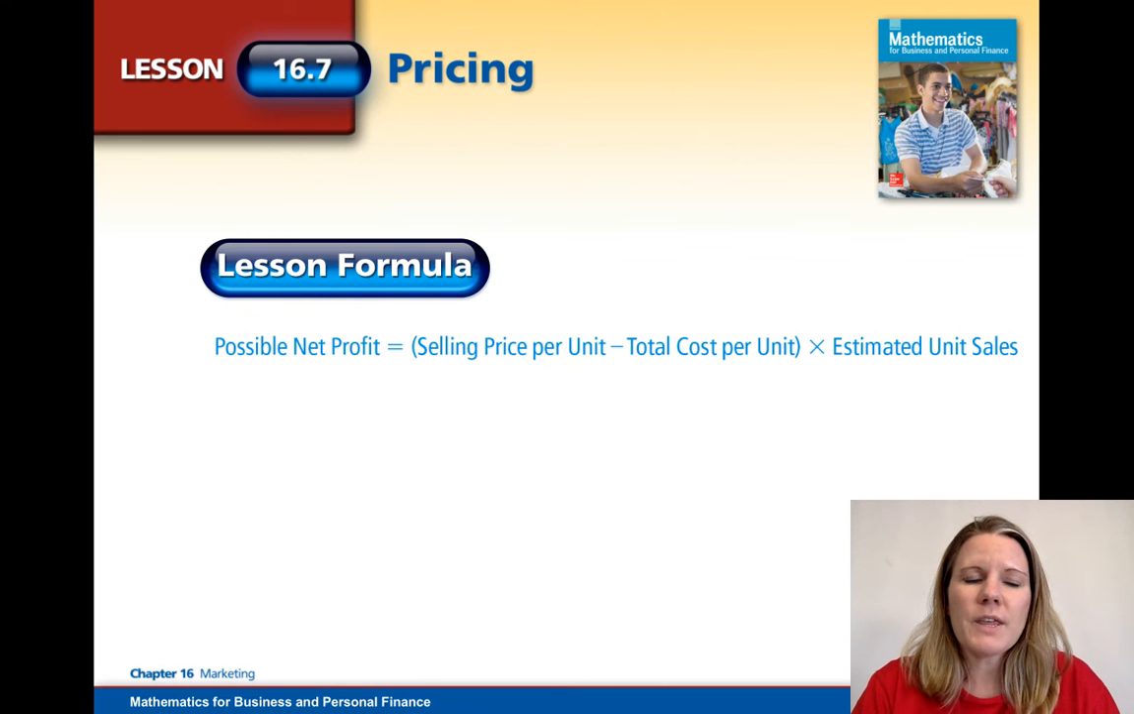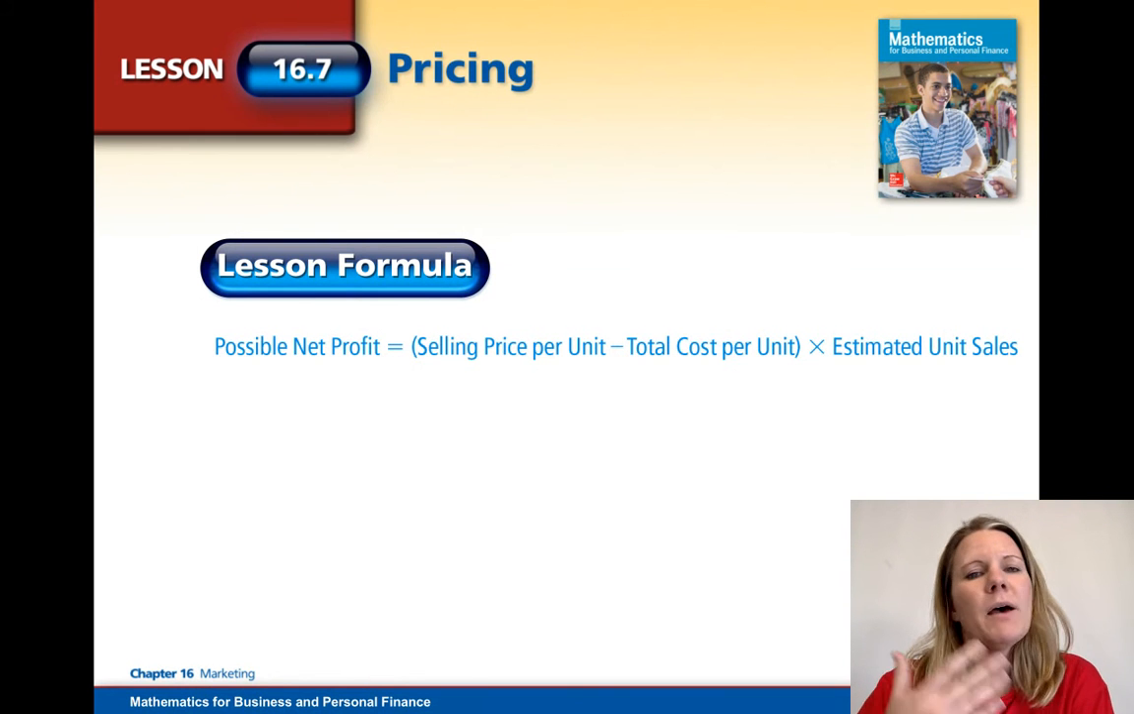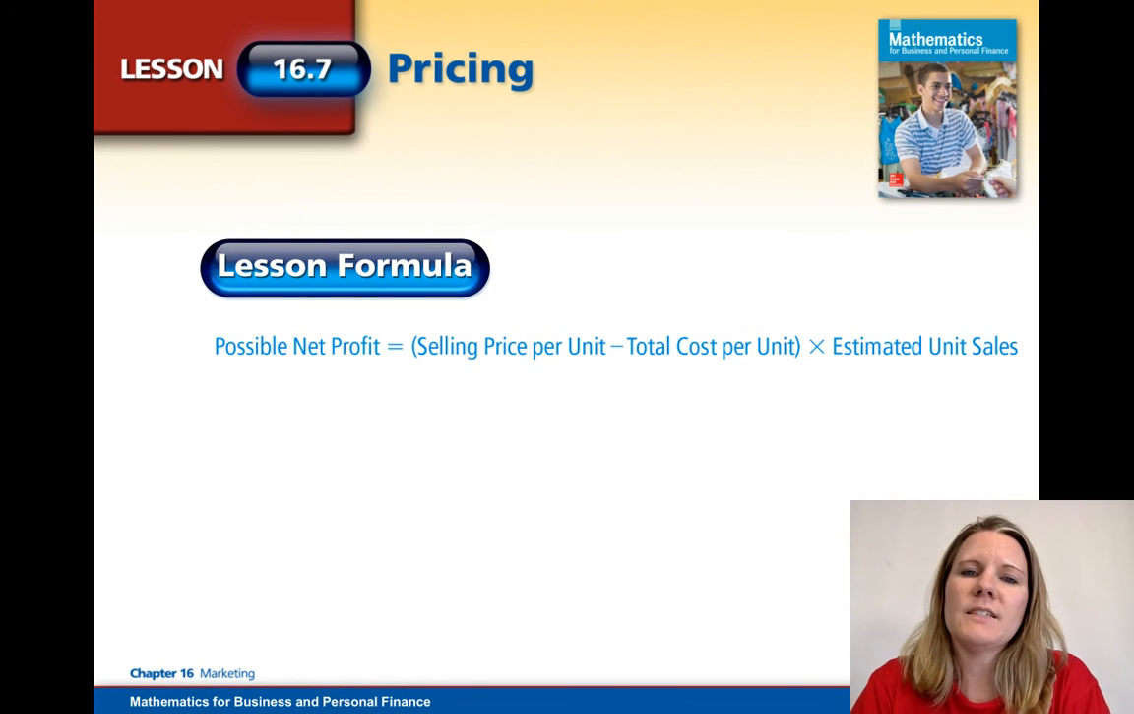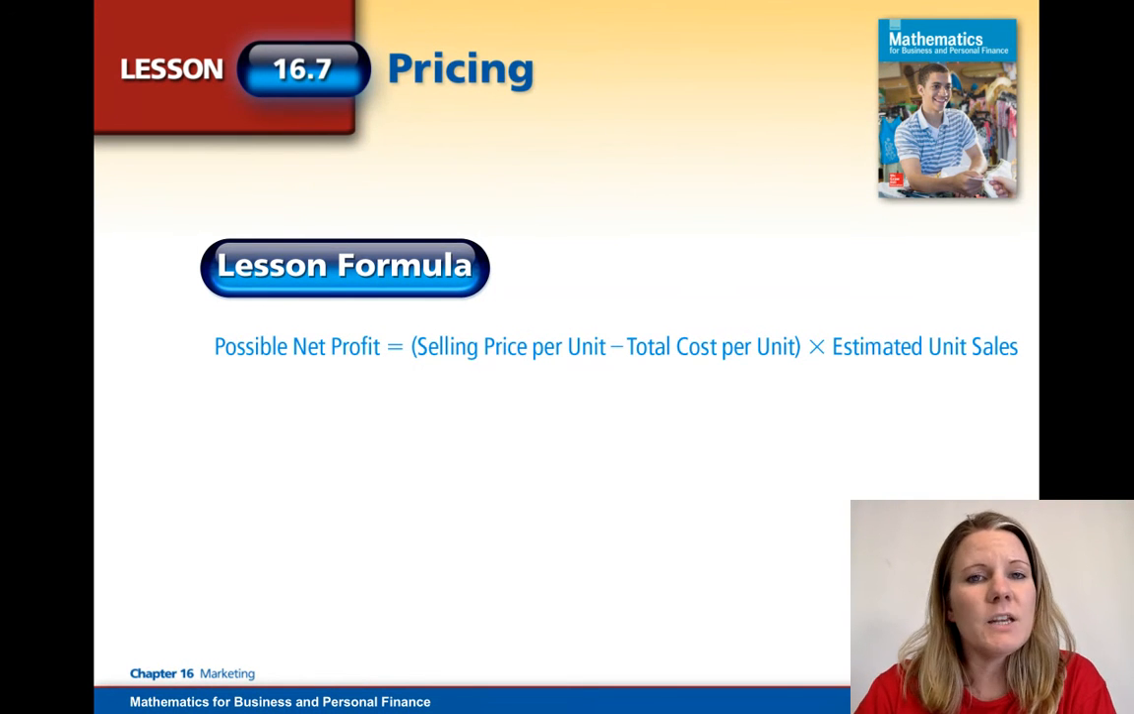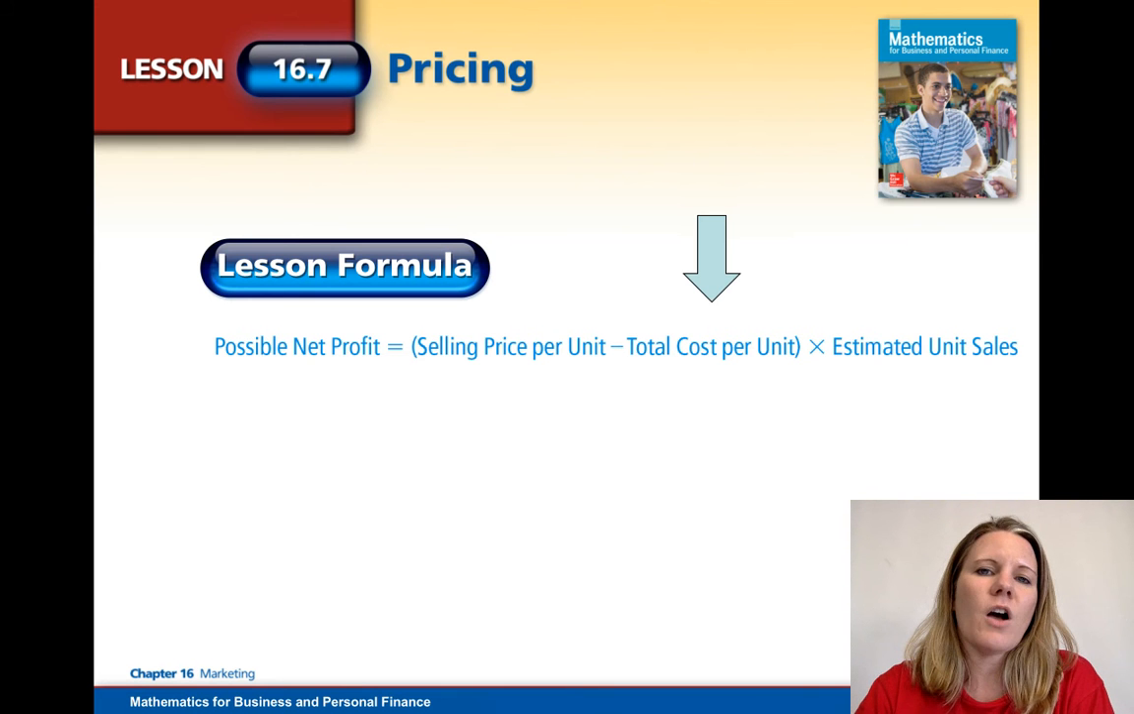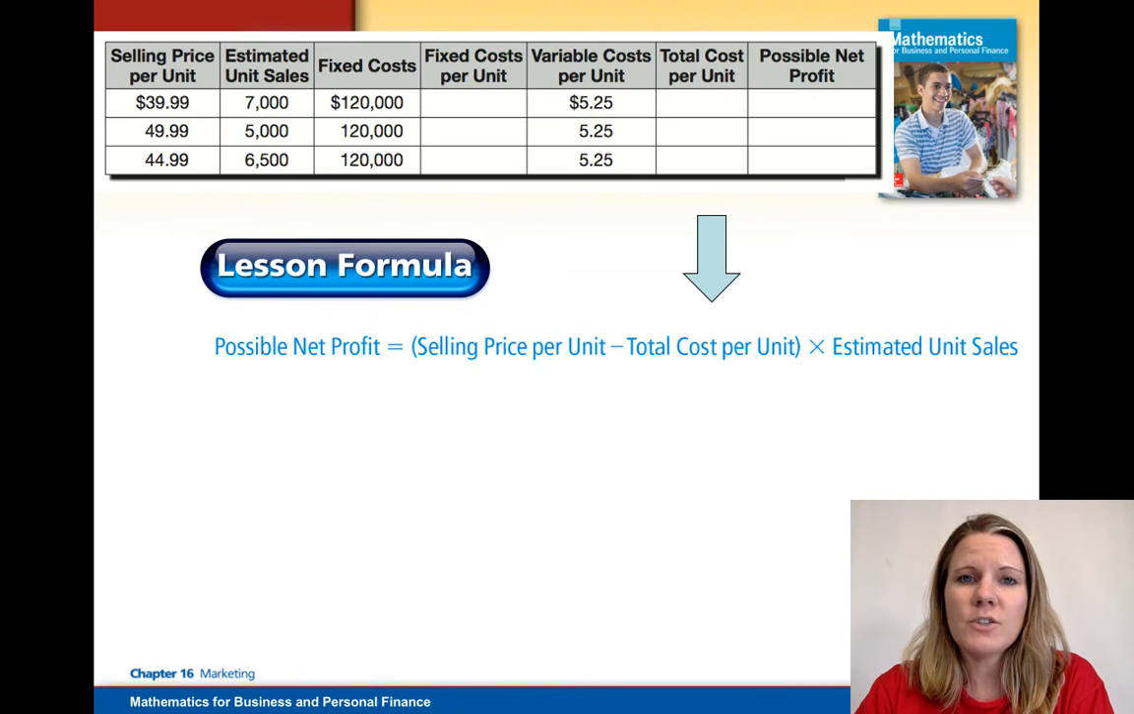So the formula here looks a little tricky, but you're basically just subtracting the total cost per unit from the selling price per unit and multiplying by how many things you're going to sell, or the estimated unit sales. A little bit of trickiness in this section is the total cost per unit. Now, typically in your homework, they're going to give you a chart for this. So here's an example chart.